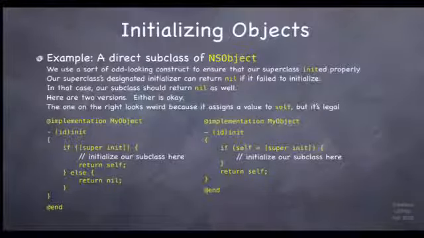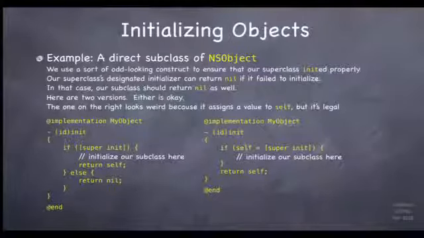You can see that my object here is a direct subclass of NSObject. So you can see in its init, it's saying if super init, in other words, if super init does not return nil, then initialize our subclass, whatever instance variables we have, and return self. Otherwise, we're going to return nil. So there's this convention that if an initializer returns nil, it means it failed to initialize.